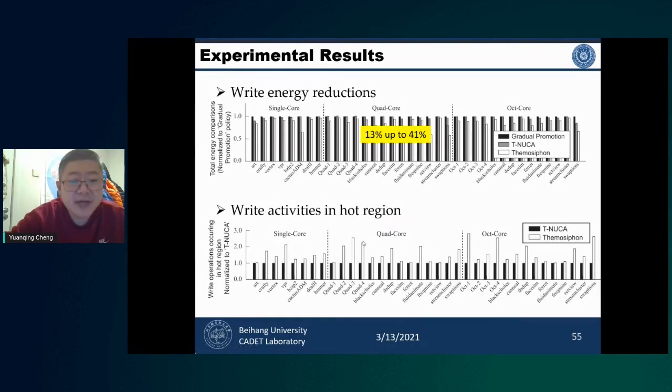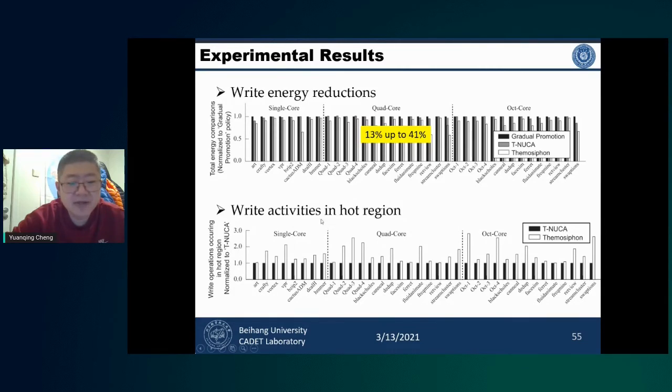At the same time, we can also achieve write energy reduction from 13% up to 41% of energy savings. This is because we allocate more write intensive data in the hot region. In the hot region, we can use a short write pulse, and the MTJ state can be switched much more easily, and also use less write energy.